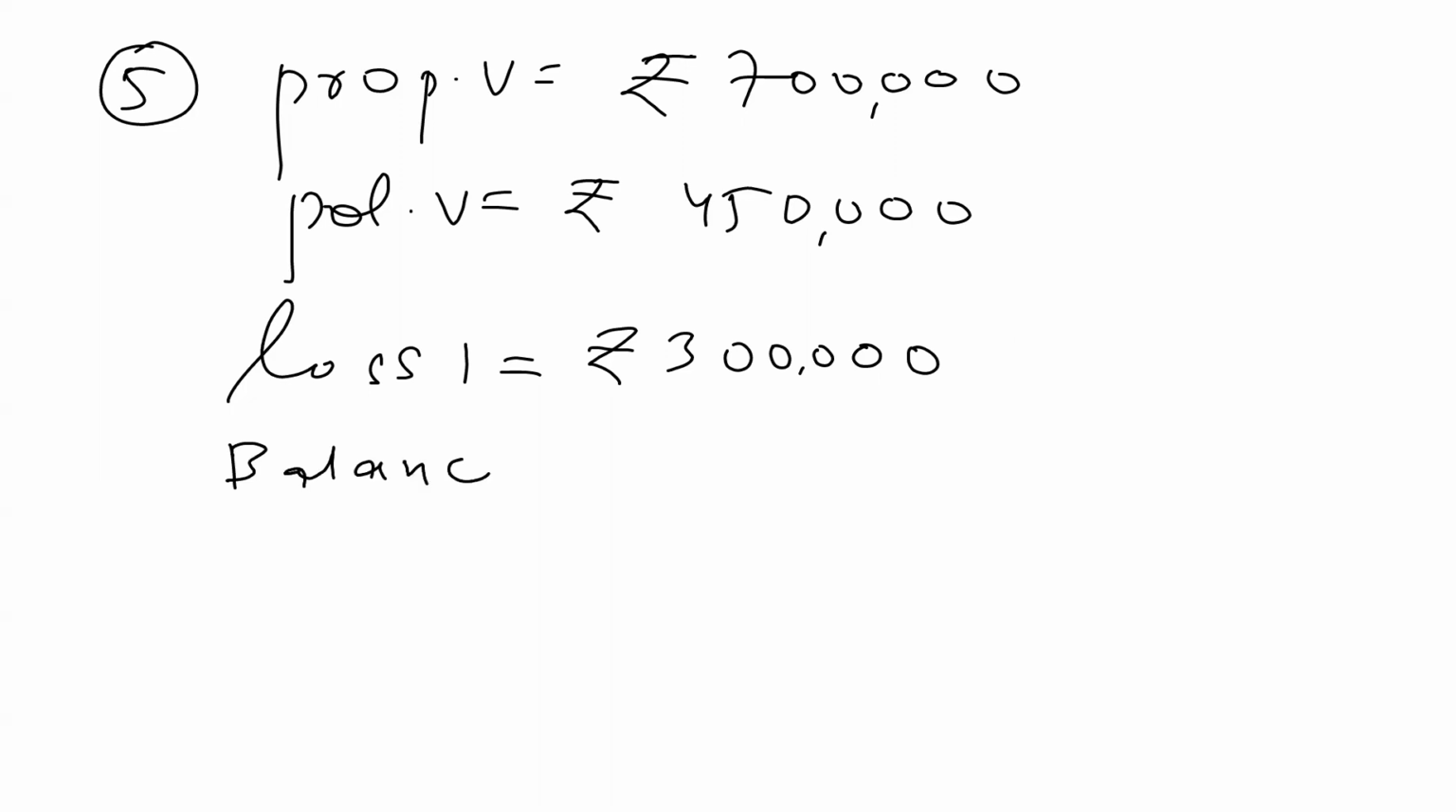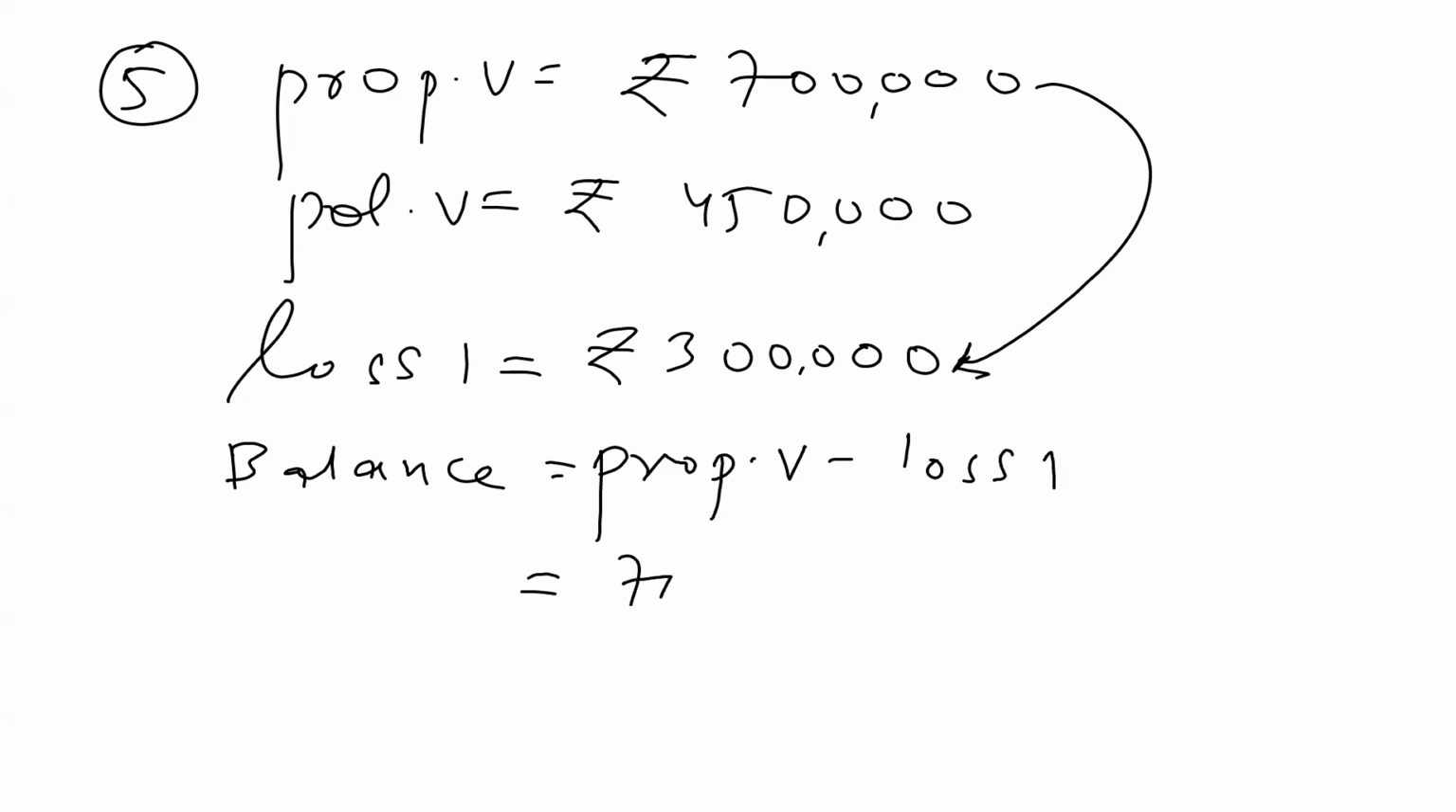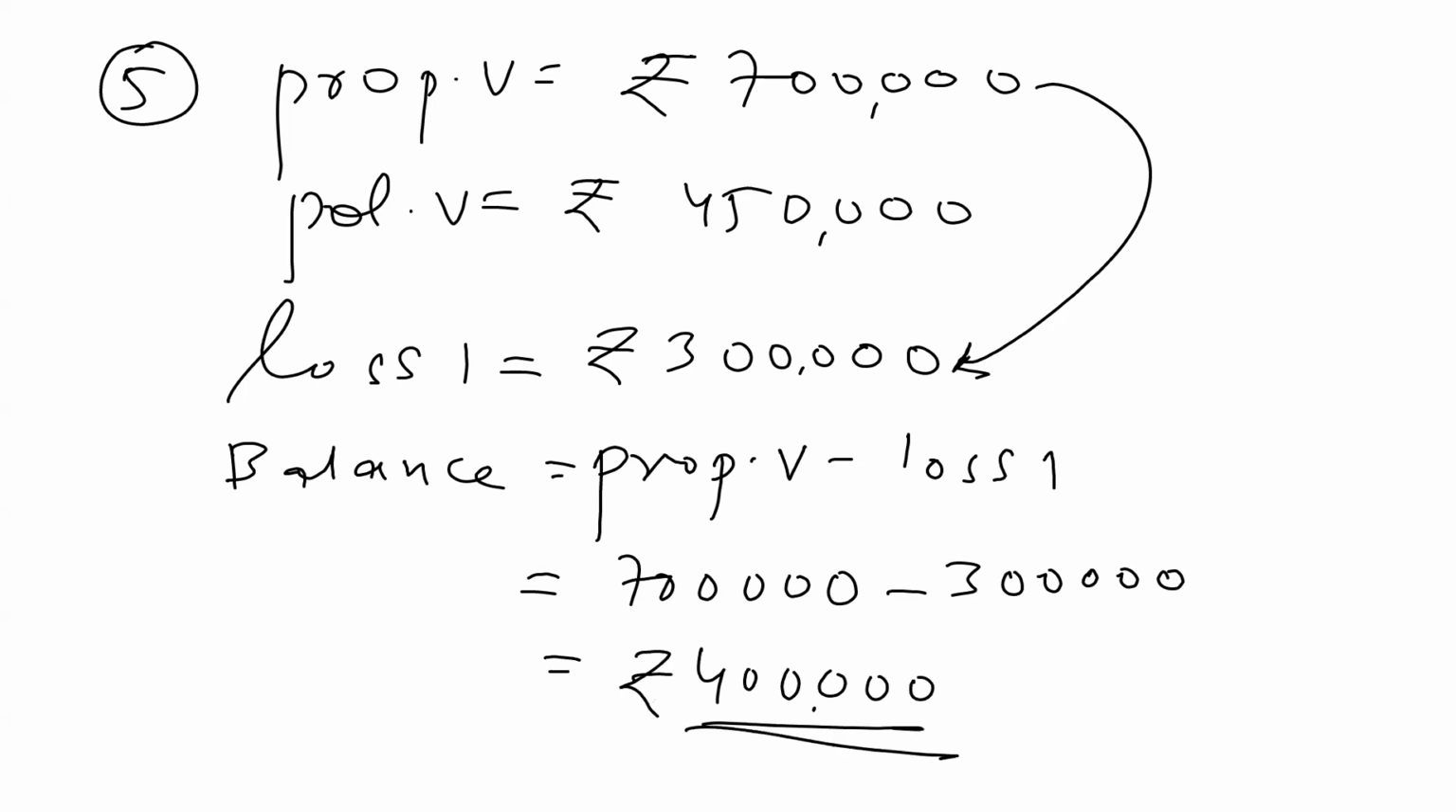Now, how to calculate this balance? See, out of 7 lakhs, 3 lakhs is already gone. So the balance will be property value minus loss 1. So the property value over here is 7 lakh. Loss 1 is 3 lakh. So this will be 4 lakhs. This is balance.